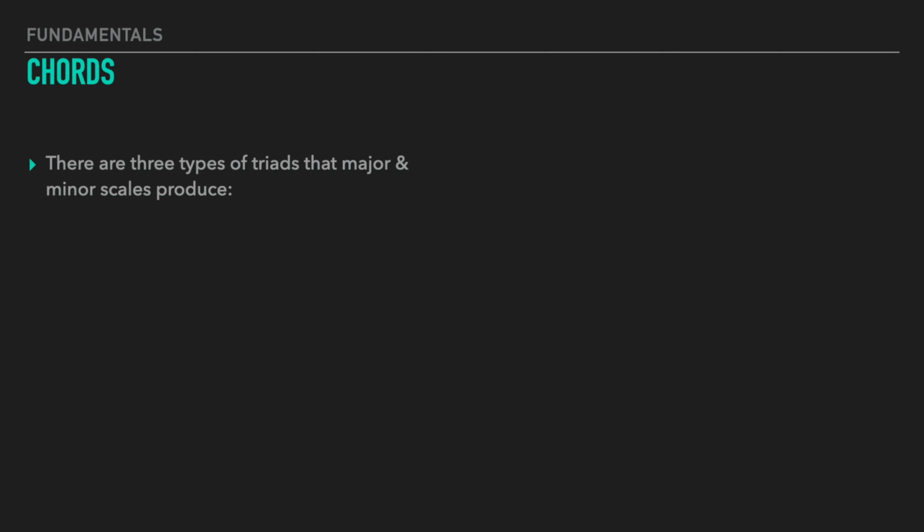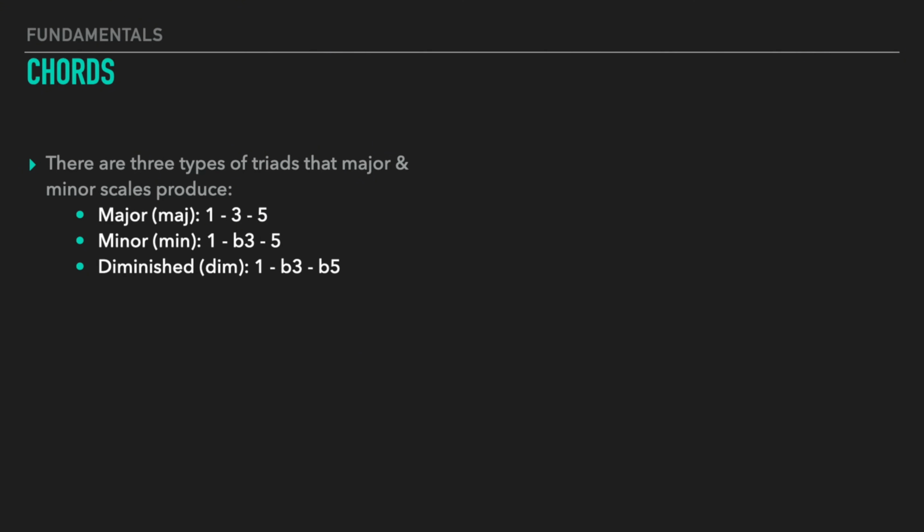So there are three types of triads that major and minor scales produce, and these are actually also the chords we're going to be using to write chord progressions and songs with. We've got major, made up of a root, a third, and a fifth. Minor, we've got a root, a flat third, and a fifth. And diminished, a root, a flat three, and a flat fifth.